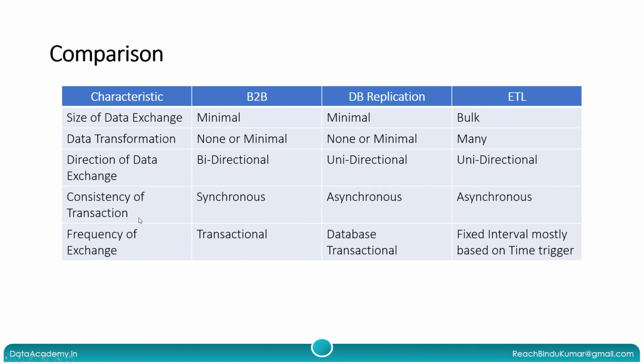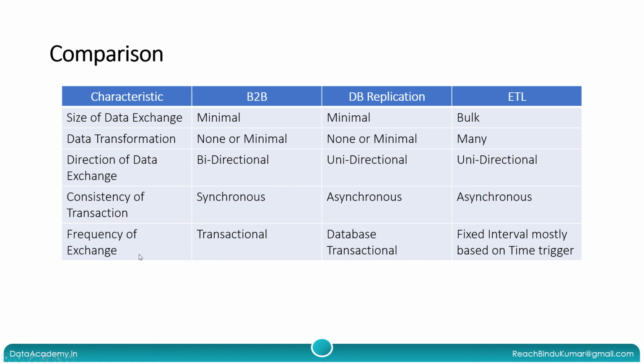Consistency of transactions. So when do you consider the transaction to be complete, right? In a B2B, it is synchronous, meaning the parties on either side of the transaction have to confirm that the transaction is committed. So that is why it is usually synchronous in style 1. In style 2 and style 3, it is usually asynchronous, meaning as long as the transaction is committed by the first party or the primary machine or the primary database, it is considered to be completed. So the data is eventually replicated or transferred to the other systems.